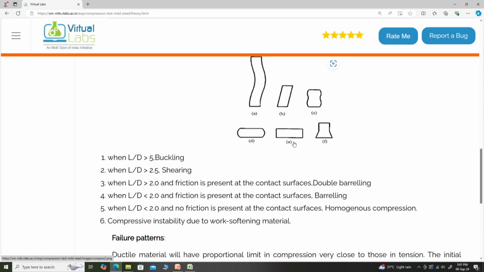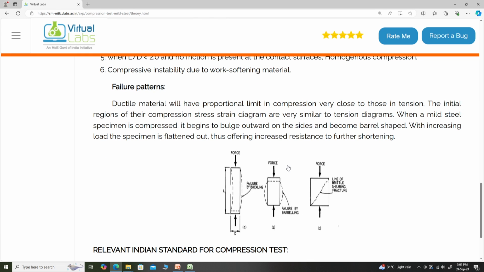Then comes the compressive instability due to work softening material. So, F like condition could also happen. There are different specimens, force is applied in this direction, there could be buckling, there could be barreling, there could be shearing depending upon the kind of the specimen. The shearing would happen in brittle material, the barreling would happen in a ductile material.